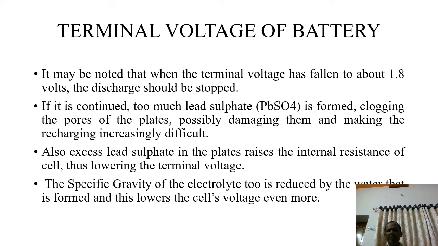Therefore, damaging and making the recharging increasingly difficult. These conditions we are observing. Also, excess lead sulfate in the plates raises the internal resistance of the cell, thus lowering the terminal voltage. The specific gravity of the electrolyte too is reduced by the water that is formed, and this lowers the cell voltage even more.